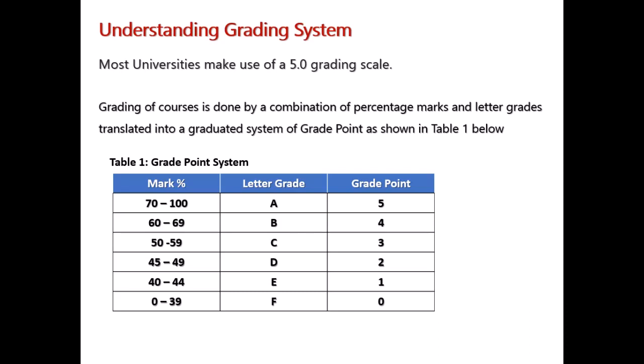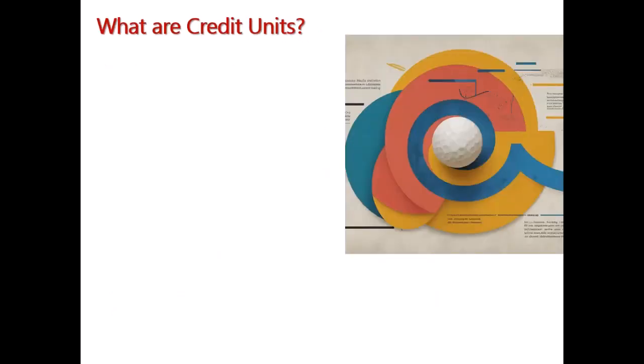Then if you have any score ranging from 50 to 59, you have a grade letter of C and a grade point of 3. If your score in that particular course is between 45 to 49, your grade letter is D and the grade point is 2. If your mark ranges between 40 to 44, your grade letter is E and the grade point is 1. Then of course, if you have less than 40, which is between 0 to 39, your grade letter is F and the grade point that will be awarded to it is 0.